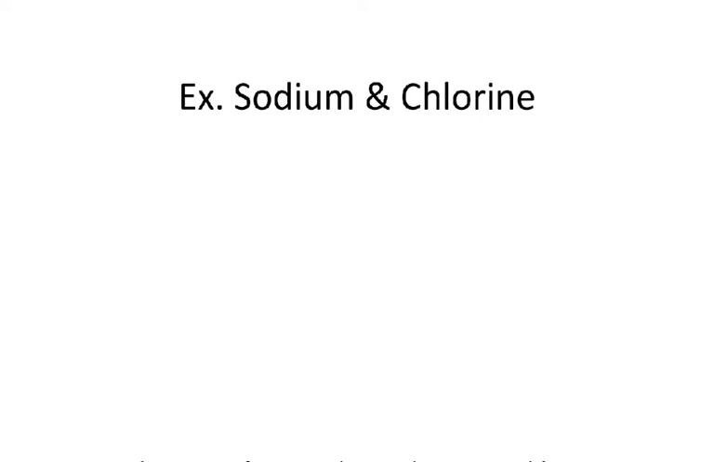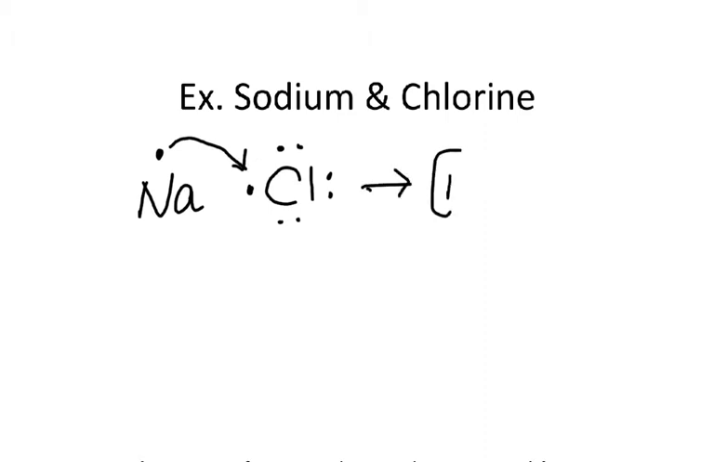Okay, let's look at sodium and chlorine. Now, sodium has one valence electron, and chlorine has 7. Sodium wants to get rid of its one valence electron, and chlorine would like to pick up one. So basically, sodium is just going to transfer it over there and give it up. Sodium now is very happy because it has a full valence shell, the one underneath. And chlorine now has 8 electrons in its valence shell.